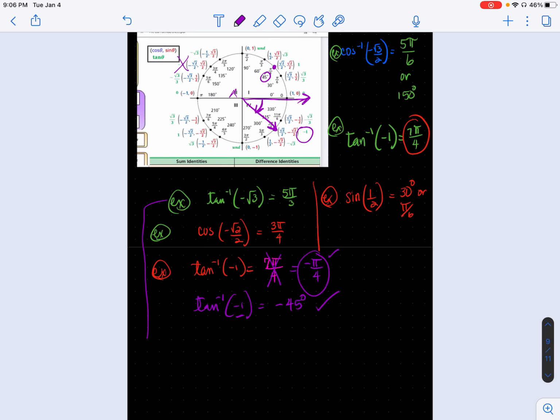Let's do another one and check if our answer was correct or not. Tangent inverse of negative root 3. Let's go find the negative root 3 tangent value. It's right there. And right there. So with tangent, if you notice, you always see the same answers across.